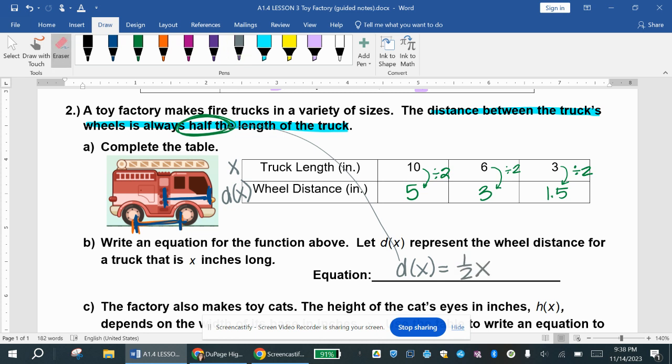Okay, so pause for a second and think about what we just did. In our table, they gave us how long the truck was, and then half of that was how far apart the wheels were. You notice we always divide it by 2. You could write it like that, or you could write it as d of x equals x, the length of the truck, divided by 2. Okay, both of those are acceptable answers. You can multiply by half or you can divide by 2.